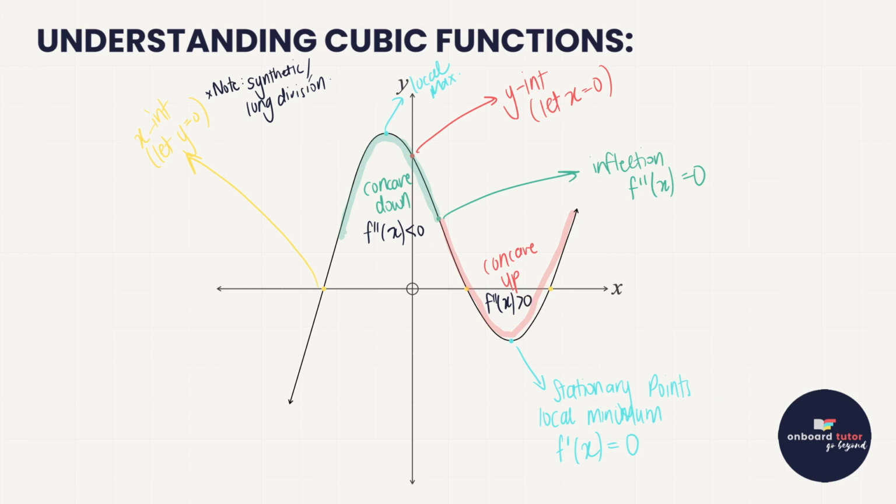So there's loads of theory squashed into a cubic function, but if you have a basic understanding, you'll be fine. So whenever I'm asked to draw a cubic function, I start and I say I can get x-intercepts by letting y equal 0. I can get y-intercepts by letting x equal 0. I can get stationary points by using the first derivative, and I can determine inflection and concavity by using the second derivative. So let's have a look at an example and put this knowledge to the test.